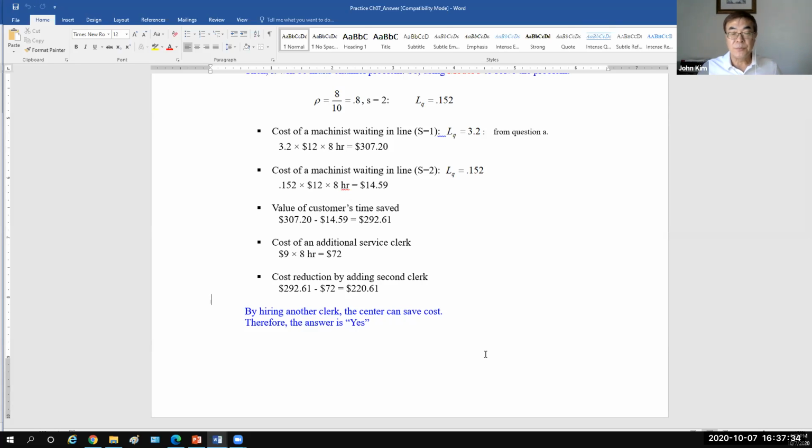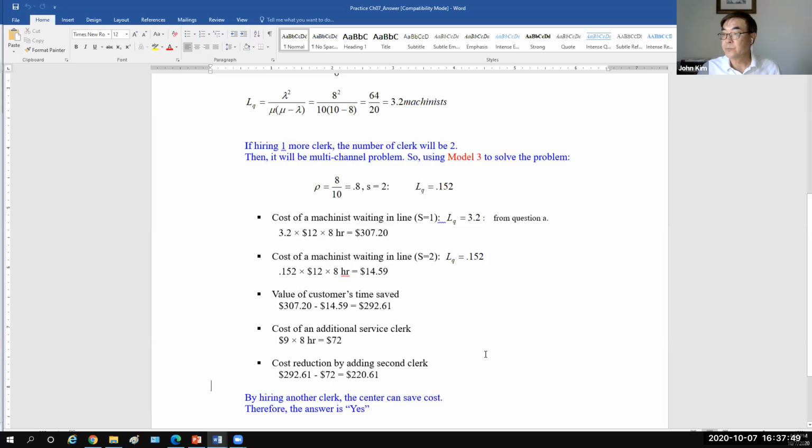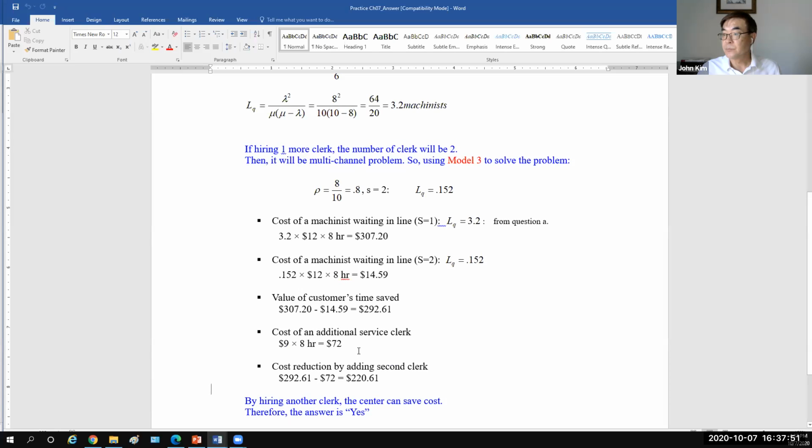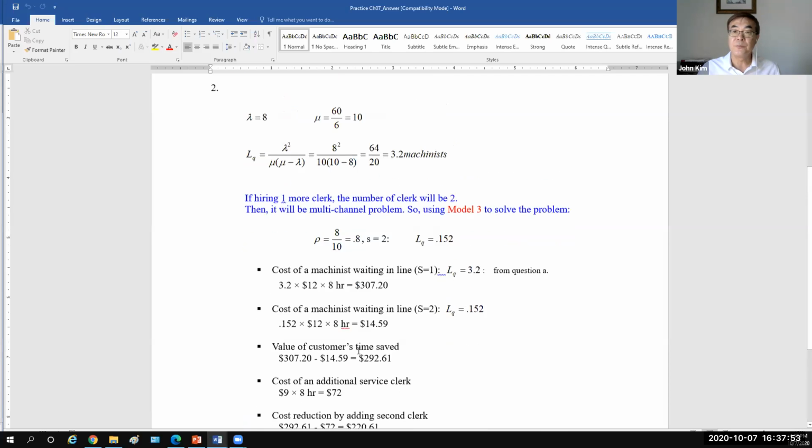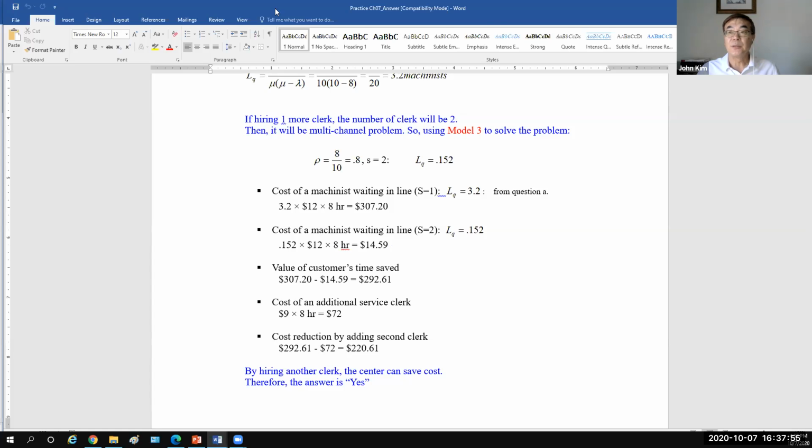Do you have a question? And the cost of the additional service clerk, where did you get the $9? This one, it should be 12 here, 12. I'm sorry. Okay, just a moment.